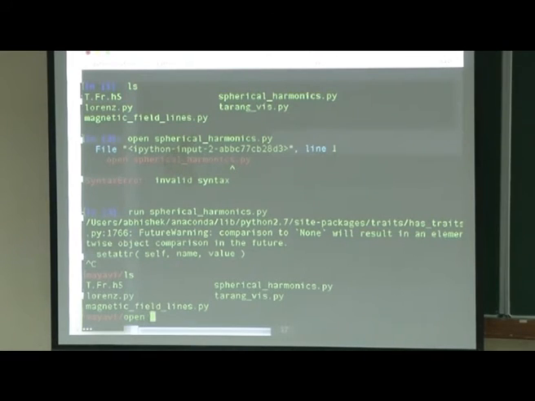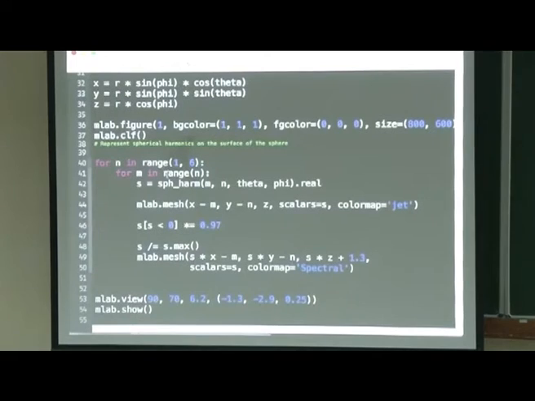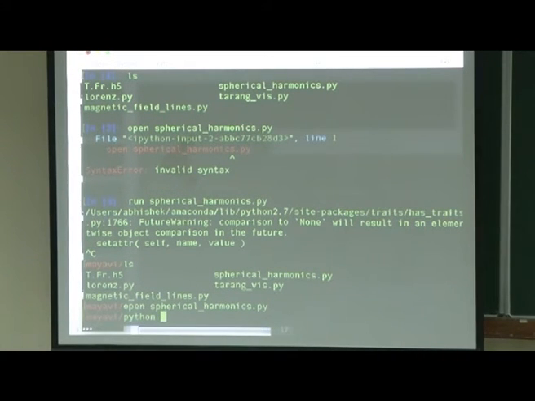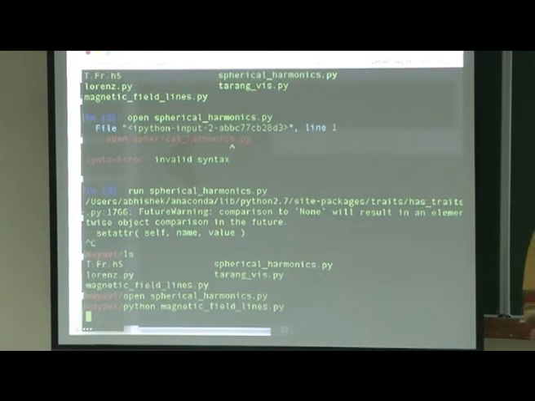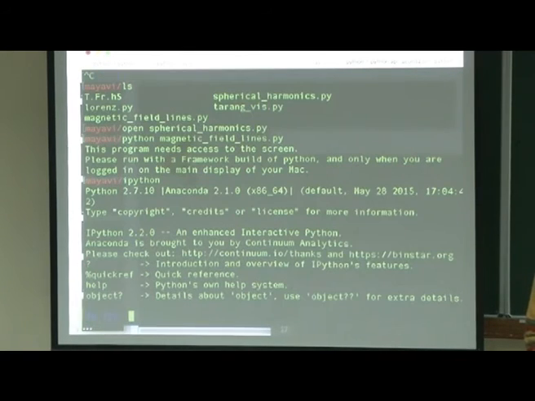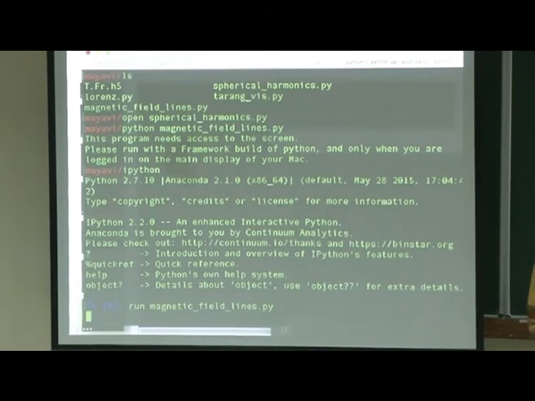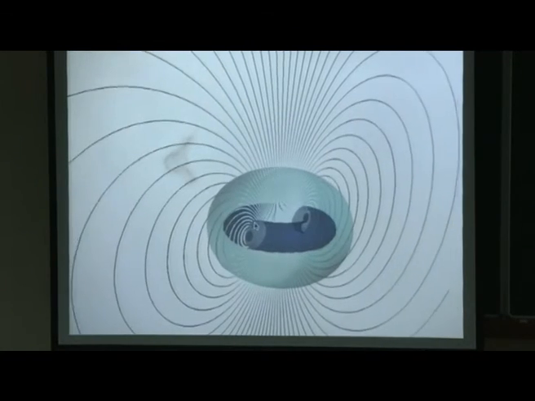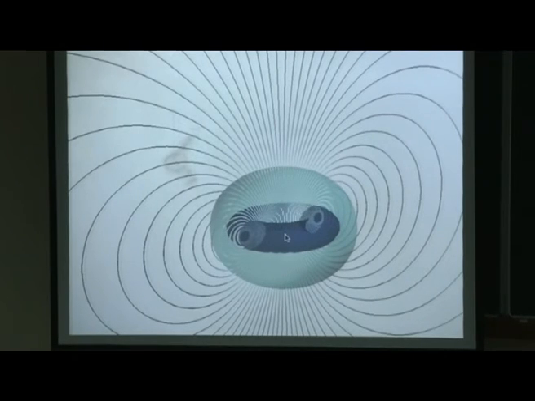If you look at the code, I will give you these codes. It varies n from 1 to 6 with m in range n, and it will just take the spherical harmonics from the SciPy package. So don't worry about this code. Another example is the magnetic field lines. This is the magnetic field lines from a magnetic dipole. So you can try this.